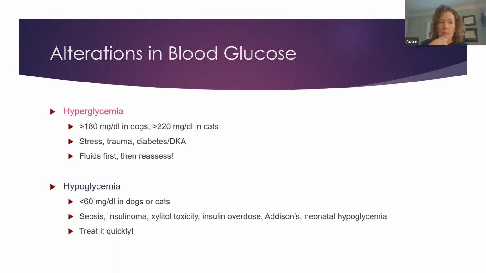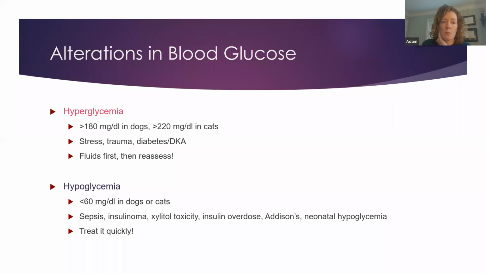It is not uncommon to see hyperglycemic patients that come into the emergency room. We would define that as about greater than 180 in dogs, about greater than 220 in cats, keeping in mind that cats can get really stressed and we can see profound hyperglycemia in them when they're sick. In both of these species, stress hyperglycemia is common. We also see profound hyperglycemia in cases of trauma. And then obviously if the patient is diabetic or having a complication of diabetes, that could be a trigger as well.